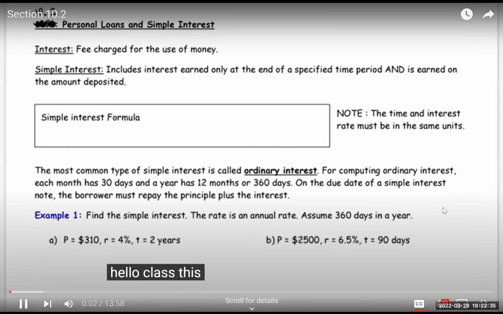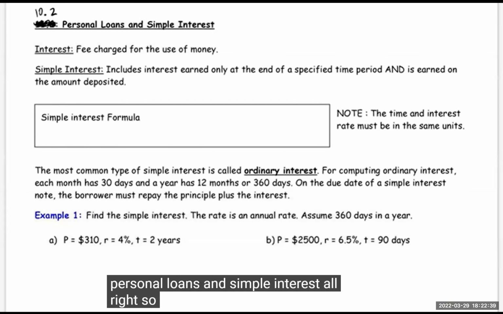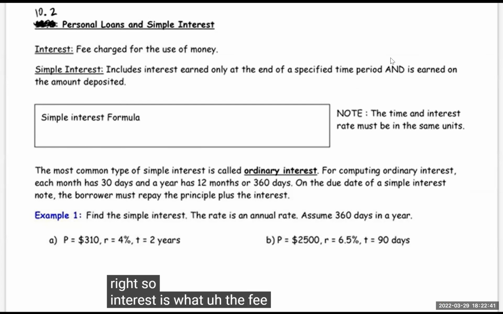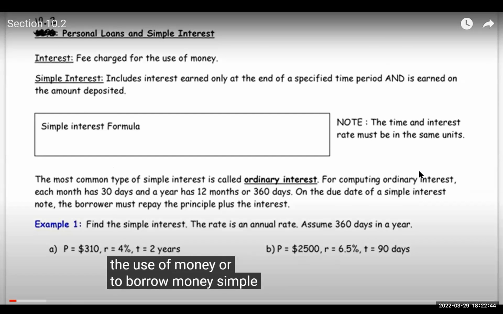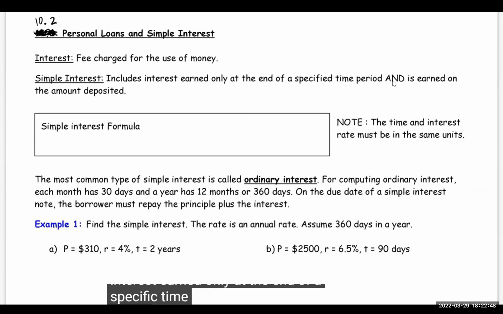Hello class, this is section 10.2, personal loans and simple interest. All right, so interest is the fee charged for the use of money, or to borrow money. Simple interest includes interest earned only at the end of a specific time period.